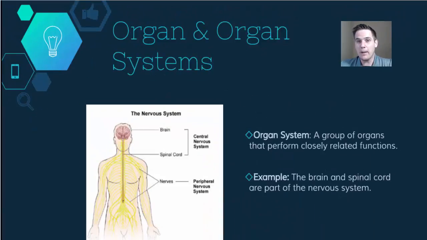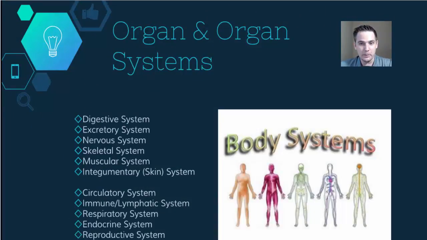That's an organ. Now, an organ system is when you have a variety of organs all working together to perform ever more complicated tasks. For example, the brain and the spinal cord are 2 different organs, but they work very closely together. In fact, they're fairly inseparable. If one goes down, the other one's going to be affected. They form an organ system. And there are many, many different organ systems: the digestive system, the excretory, the nervous, all these systems you see on the screen.